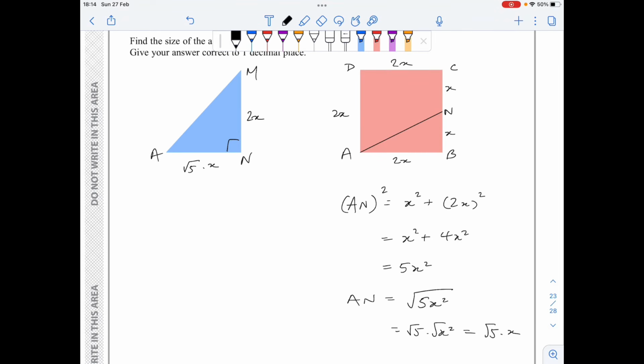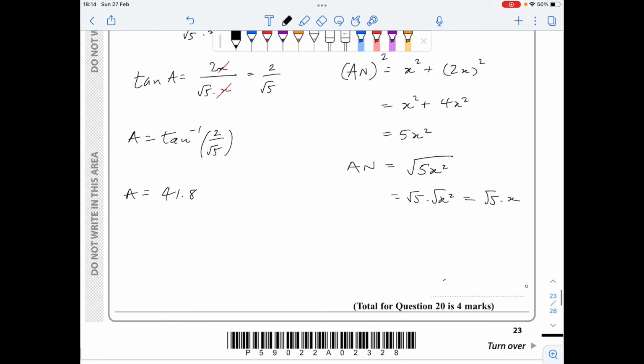So now I'm going to use the tan ratio to find angle A. Tan A is equal to opposite over adjacent. I'm going to cancel out the x's. So I'm going to have 2 over square root of 5. So A is inverse tan of this number. A comes out to be 41.8 to 1 decimal place.